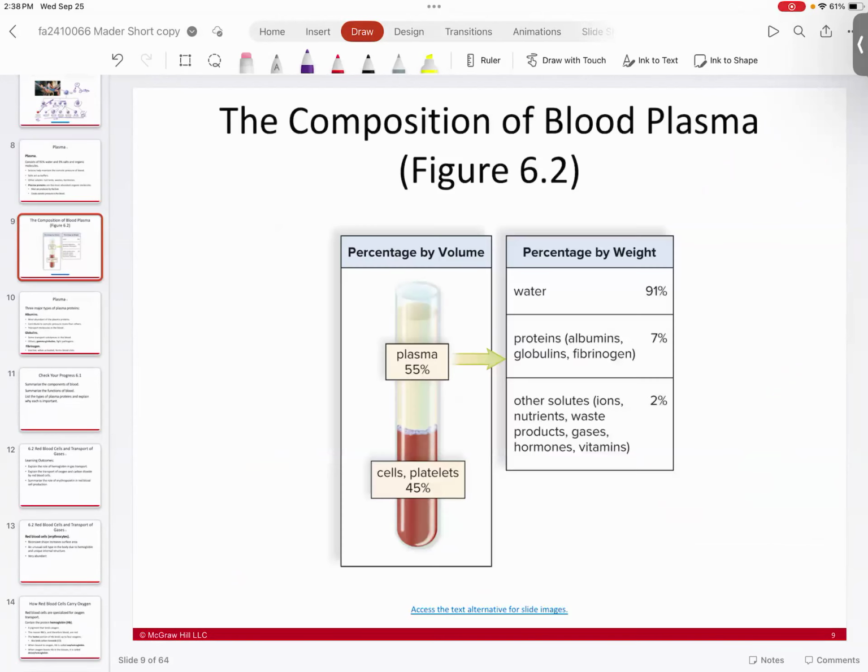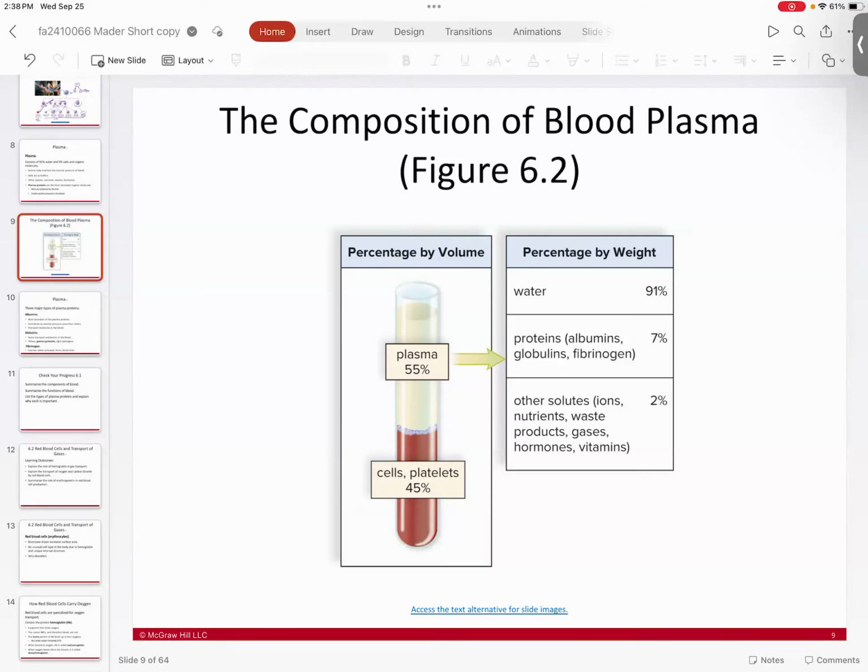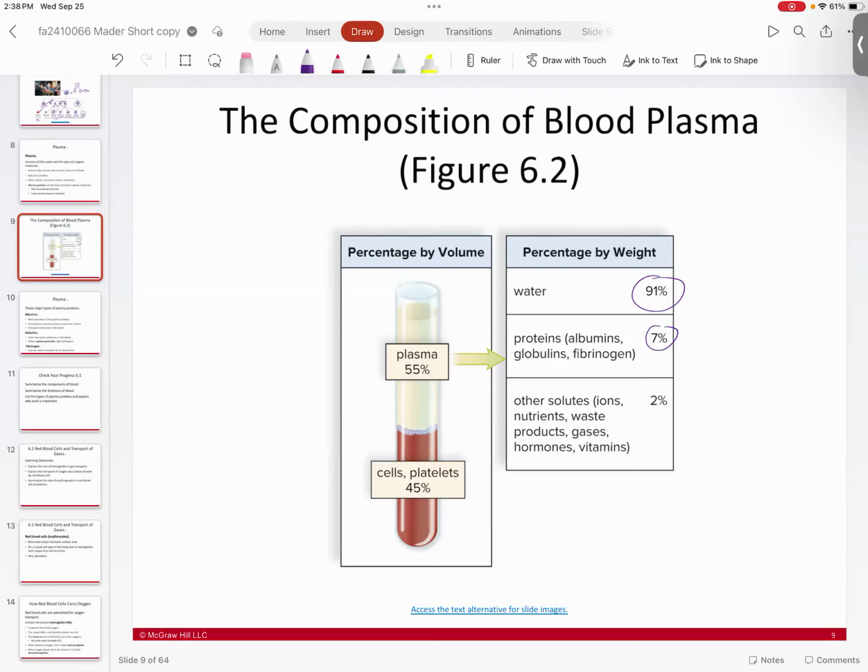The plasma is going to be the straw-colored fluid. It's a little over half of your blood. Of course, this depends, so it could be a little closer to two-thirds, a little closer to half. So the plasma is going to be mostly by far water. So most of your blood is actually water. Less than 10% is going to be protein. So things like albumin, globulins, which are like immunoglobulins, antibodies, for instance, are in this area. Fibrinogen, remember we talked about that with blood clotting. So these are all parts of the proteins that are circulating in your blood plasma.